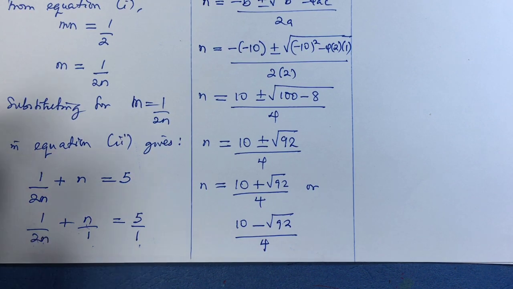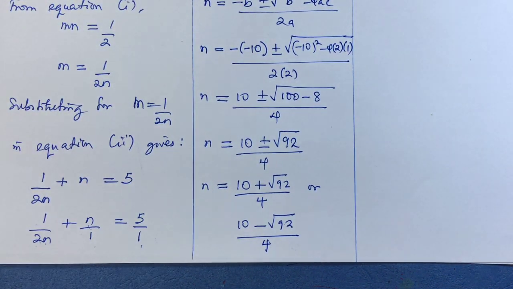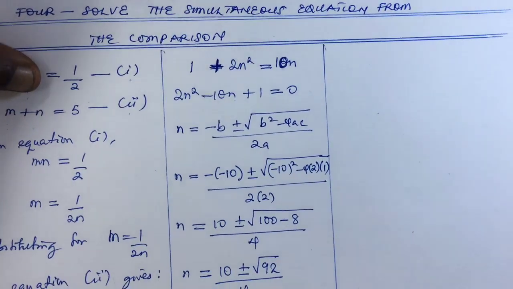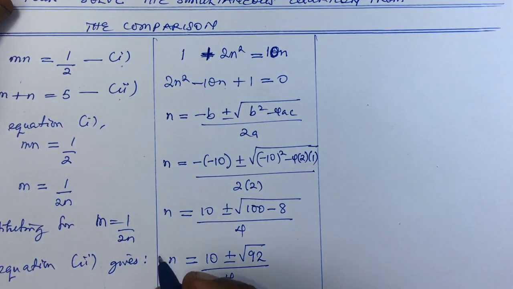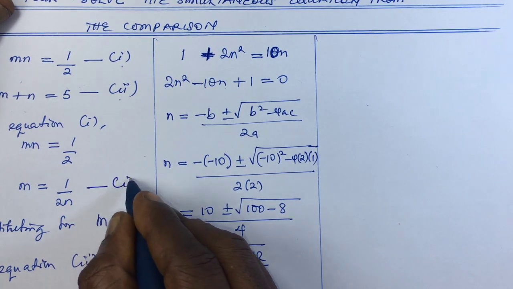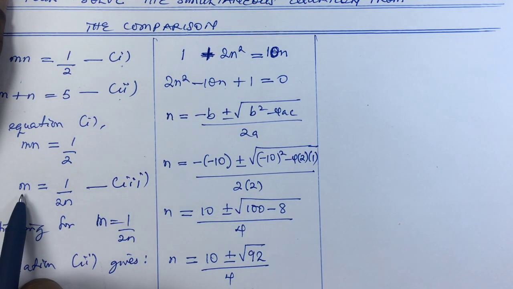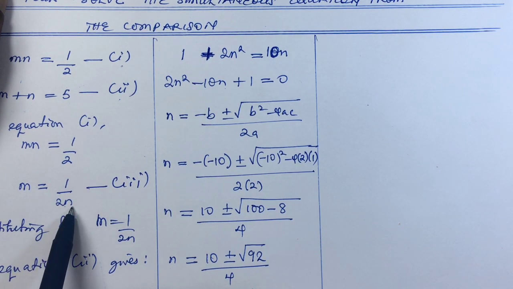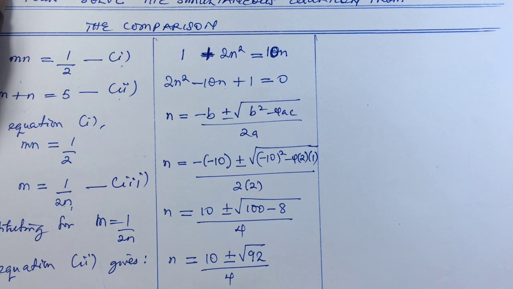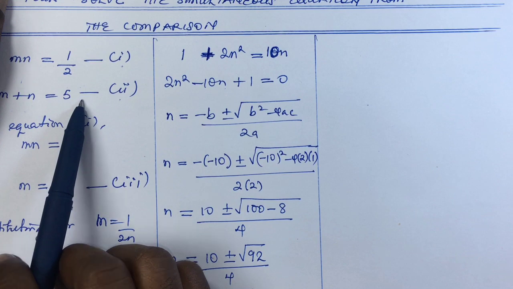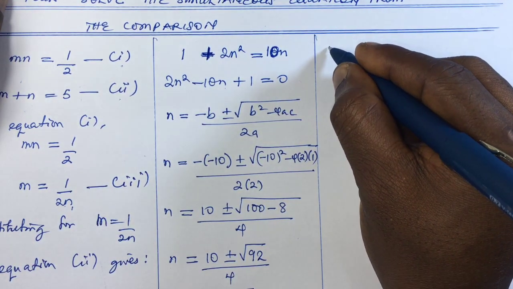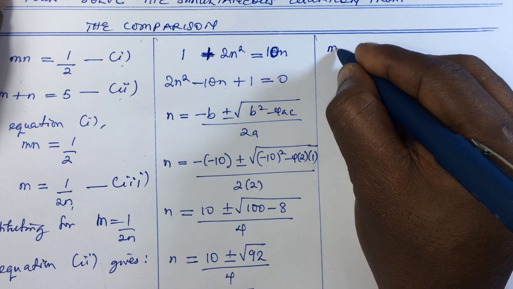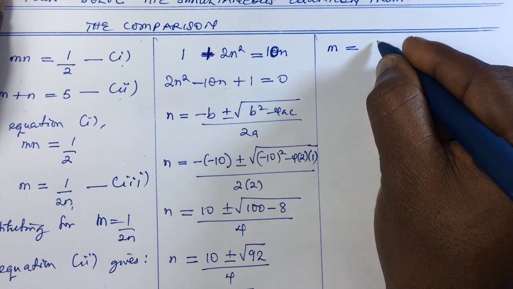We are going to substitute the values of n into any of the equations, either equation 3 or equation 2. Okay? Now I'm going to put the values of n in equation 3. So remember, we had made m the subject of the formula from equation 1, and we got 1 over 2n. So I'm going to put the value of n into this. Or you could put it in equation 2. So putting it in equation 1 or in equation 2 gives you m equals 1 over 2n.